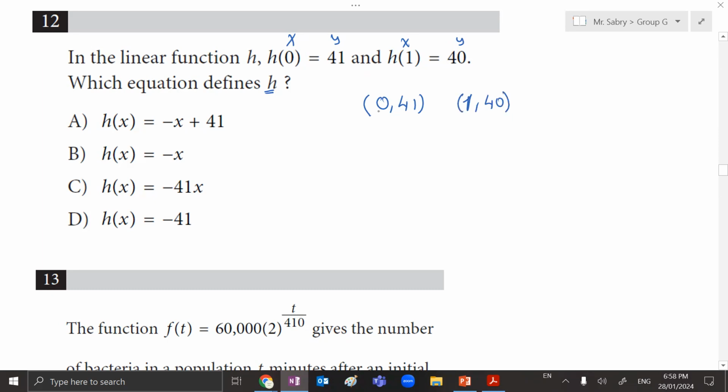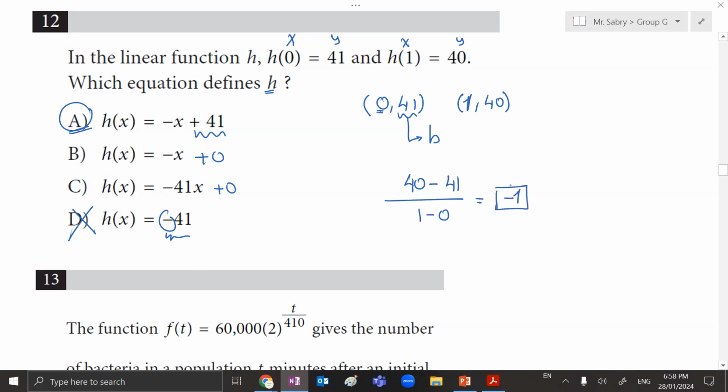First of all, we just said that when I have a point whose x is zero, this represents the y-intercept, which is the b. When you look at the choices, there's only one equation that has a y-intercept of 41, which is A. All the others have a y-intercept of zero, and this one has a y-intercept of negative 41, so that's wrong and the rest are all wrong except for A. Does this make sense? I don't even need to calculate the slope. If I wanted to calculate the slope, it would be y2 minus y1 over x2 minus x1, which is definitely negative 1, which is indeed the same slope I got here in A.